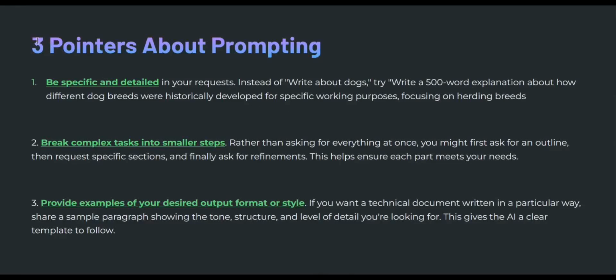Real quick, I just wanted to go over some pointers about prompting. First one is going to be as specific as you can when you put in a prompt. So like it says here, instead of putting in write about dogs, you should put in write a 500-word explanation about how different dog breeds were historically developed for specific working purposes, focusing on herding breeds. Or you would put in as much info as you can, so you would get a good answer out of the AI tool that you're trying to prompt. You would base the info that you put in on whatever niche you're trying to work with, basically.